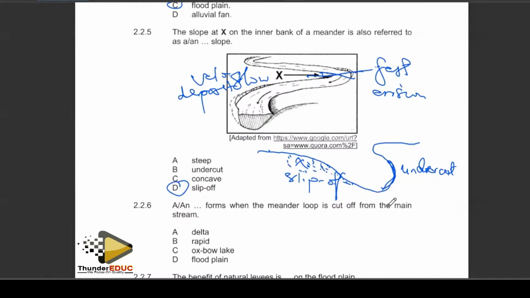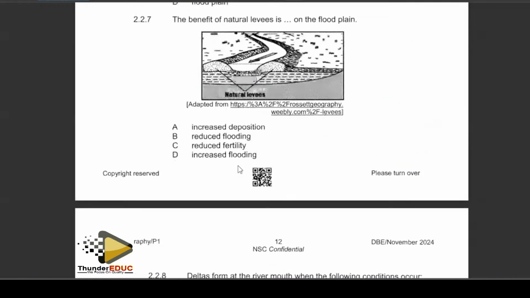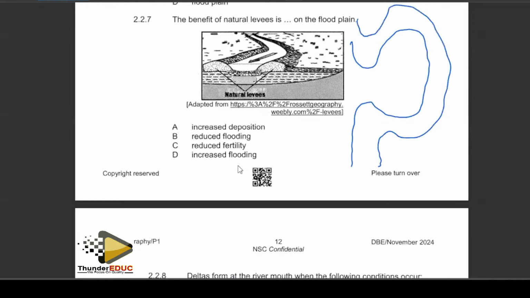An oxbow lake forms when a meander loop is cut off from the main stream. What forms when the meander loop is cut off from the main stream? If we have a meander and ultimately the meander has been cut off from the main stream, I think we still remember the concept of meanders. If you are having a bend along the river channel like that, we are saying this is the loop that we are talking about.